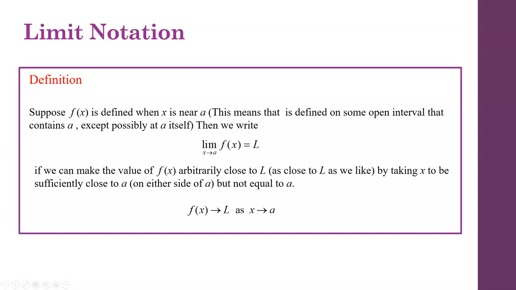By taking x's to be sufficiently close to a on either side of a, but not equal to a. In our last example, we only looked at values that were bigger than 4, but for me to say there is an actual limit, I would need to also consider values that are smaller than 4. In general, this means f of x approaches L: f of x gets closer and closer to the limit L as my x values get closer and closer to a.